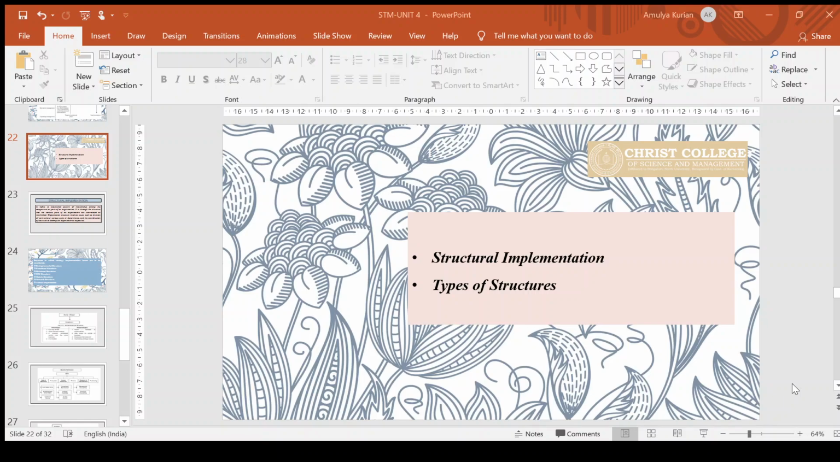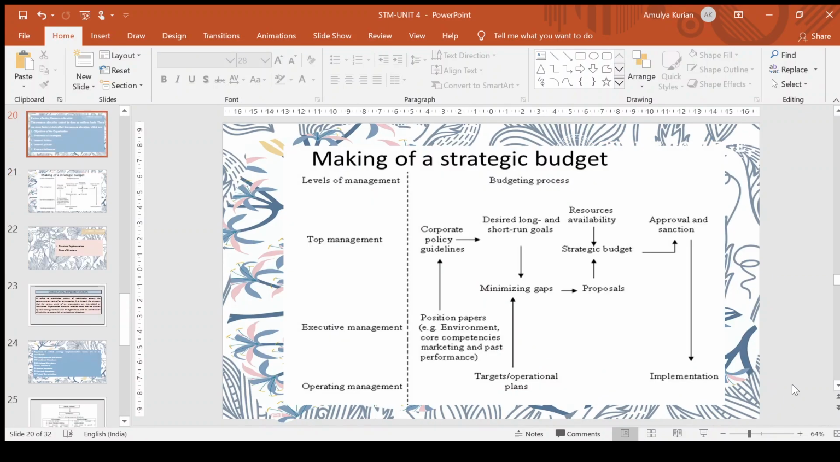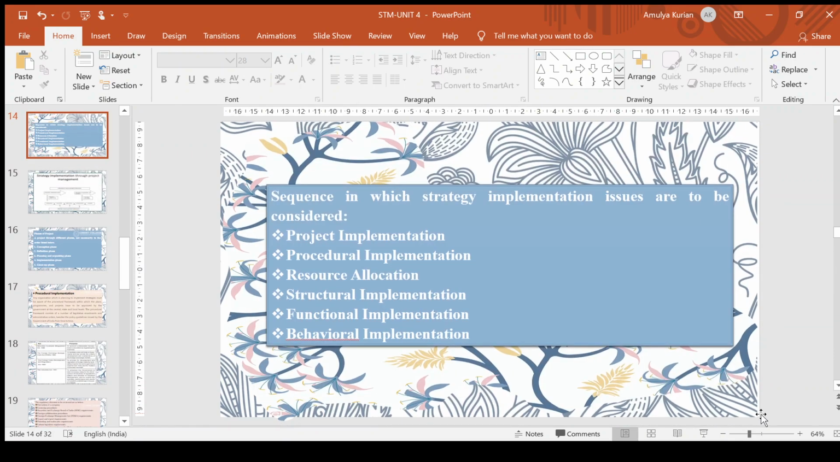Good morning, everyone. Till now, we have seen what is structural implementation, the difference between structural implementation and formulation, factors which affect structural implementation, and the framework of implementation. Then we have seen the issues which we have to keep in mind for strategic implementation, like project implementation, procedural implementation, resource allocation, structural implementation, functional implementation, and behavioral implementation.